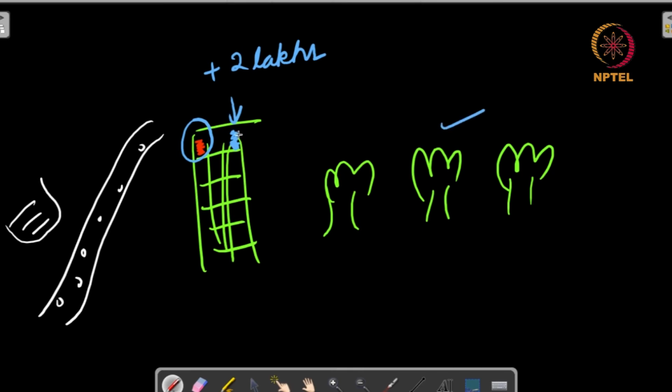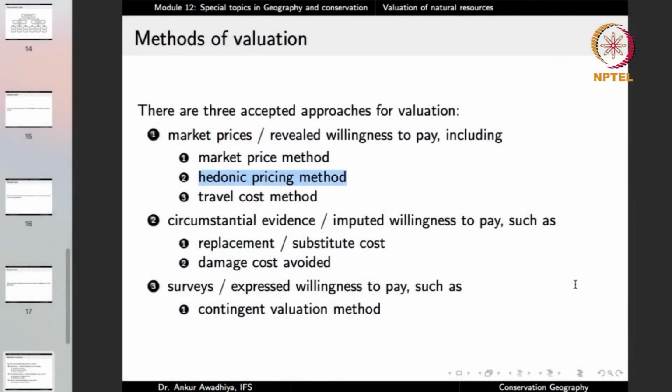Now, if you add up the value of all of these different houses and all the houses in the nearby towers, then that is also a value that your forest is providing to you. Similarly, we can ask the question that if people are coming into our forest to see tigers, what is the amount that they are spending on their travel cost?